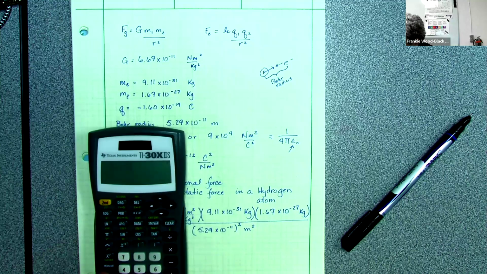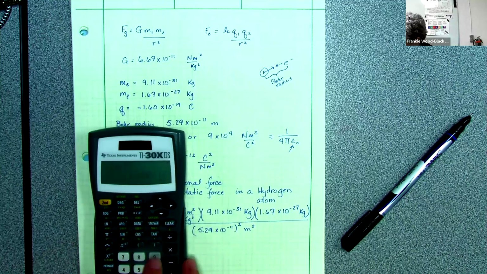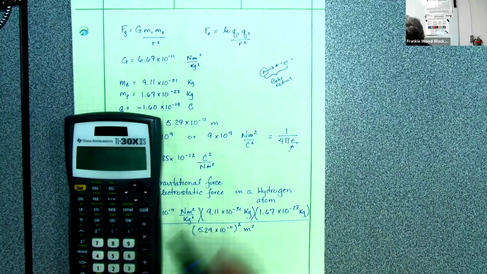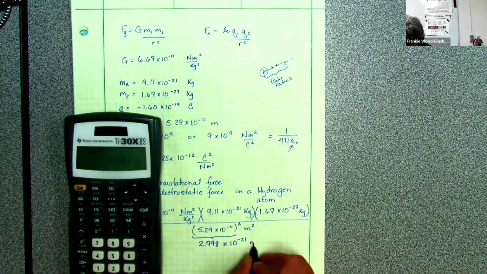So you have to be very careful about how your calculator is doing things. This number squared ends up being 2.798 times 10 to the minus 21, and that's in meters squared.